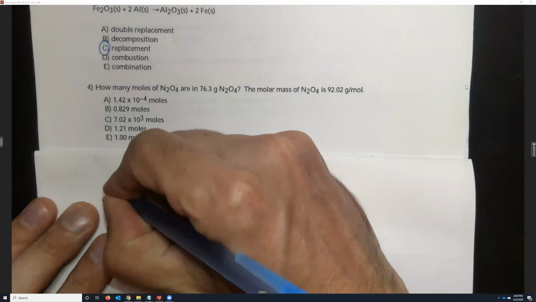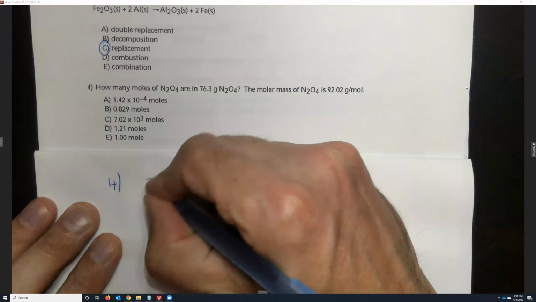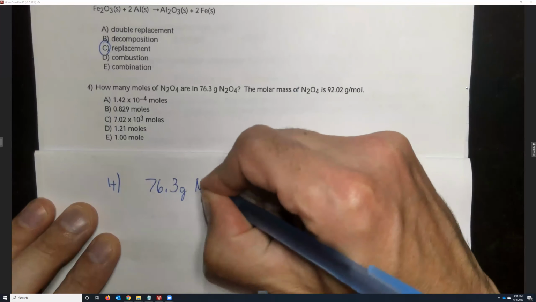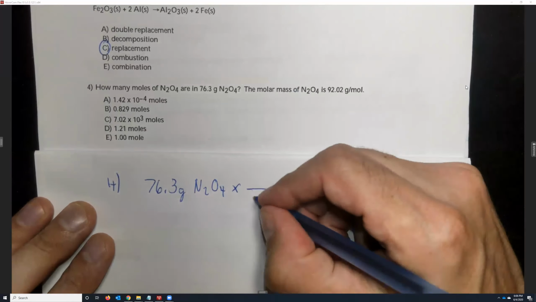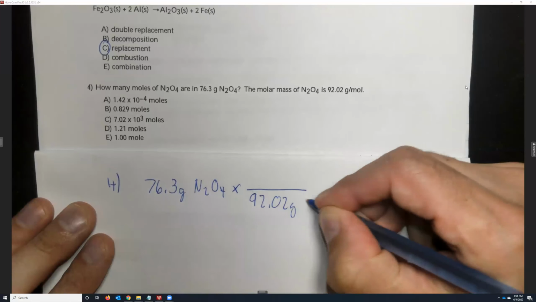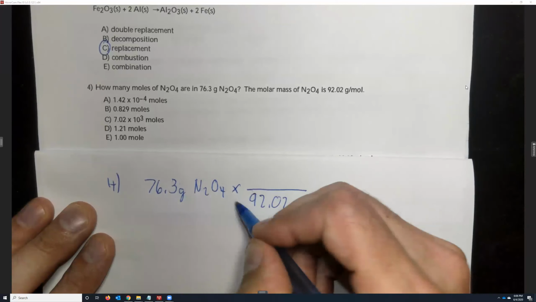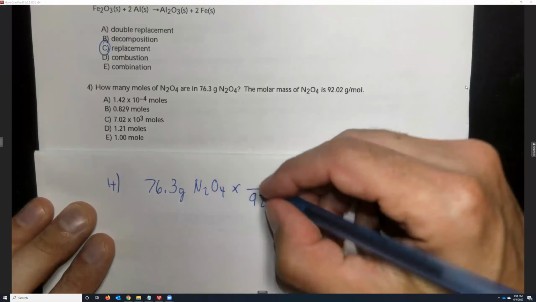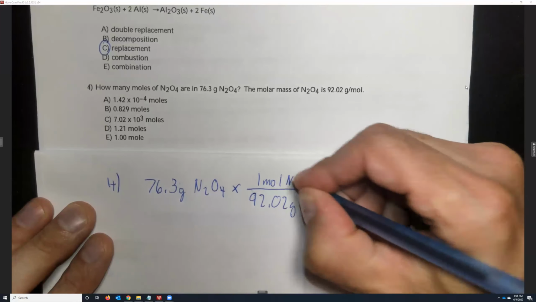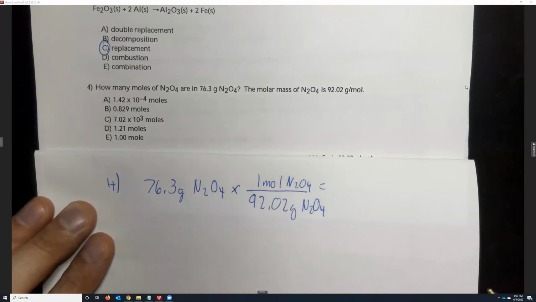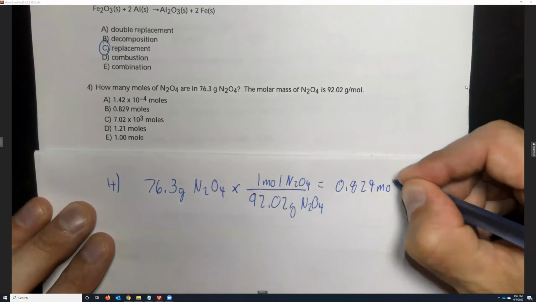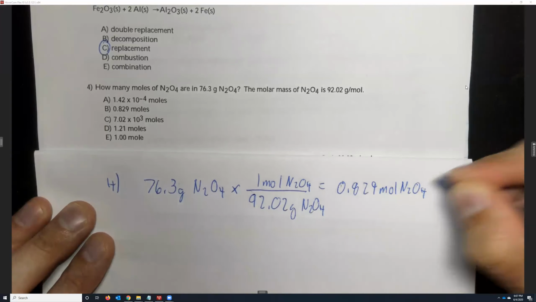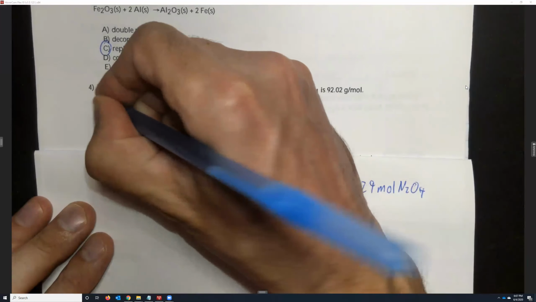It says how many moles of N2O4 are in 76.3 grams of N2O4, and then it gives us the molar mass. Well, in order to do this, what we need to do is take our 76.3 grams of N2O4 times, we want to put the molar mass on the bottom. So the 92.02 grams of N2O4 on the bottom, so that grams will cancel out. And on top, this is grams per mole, so we put the 1 mole of N2O4. And when you do all that math, multiply by the top, divide by the bottom, what you find is that there's 0.829 moles of N2O4, which is choice letter B.